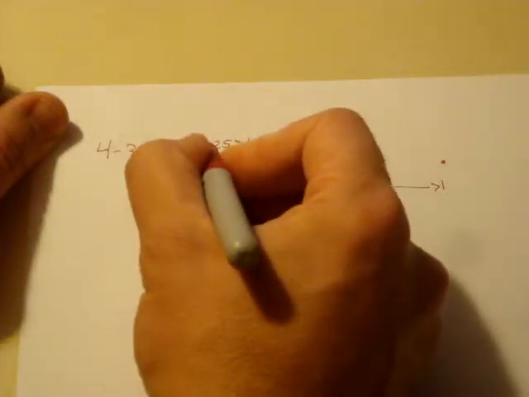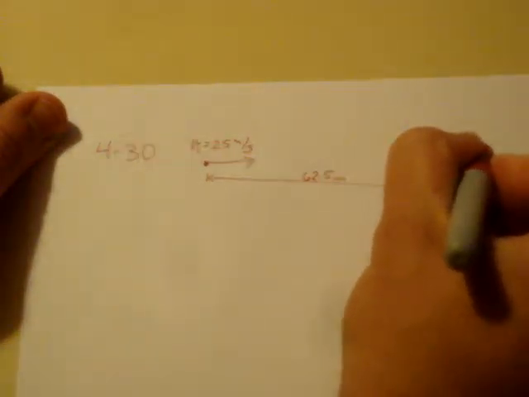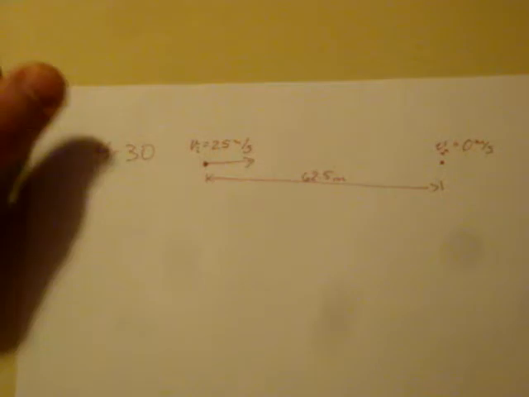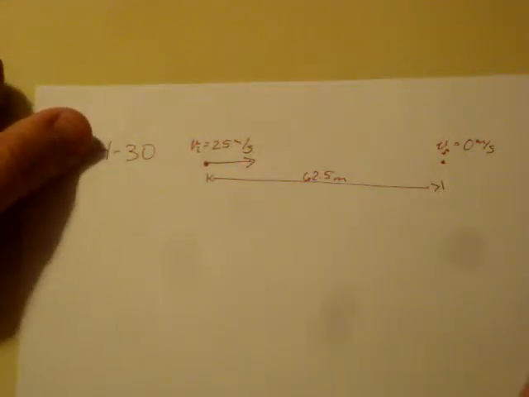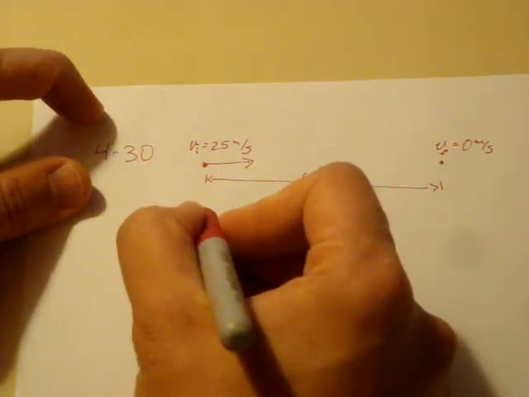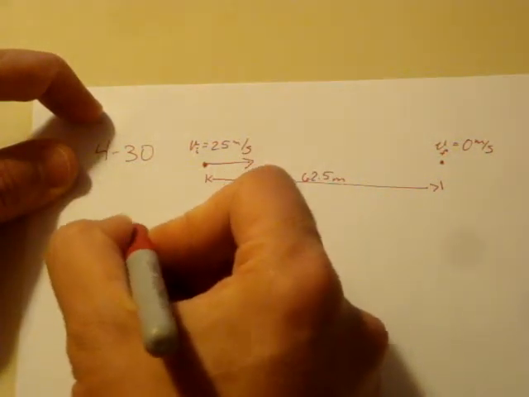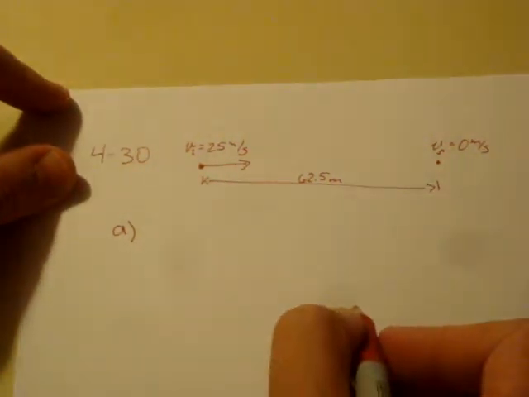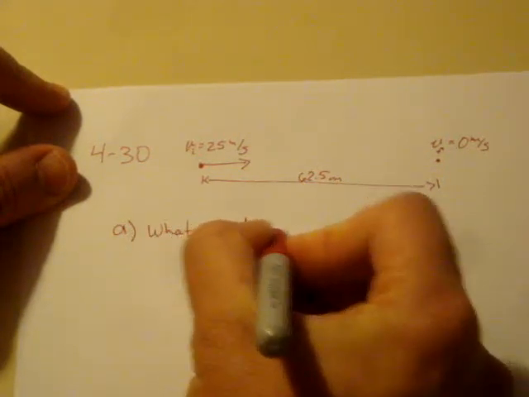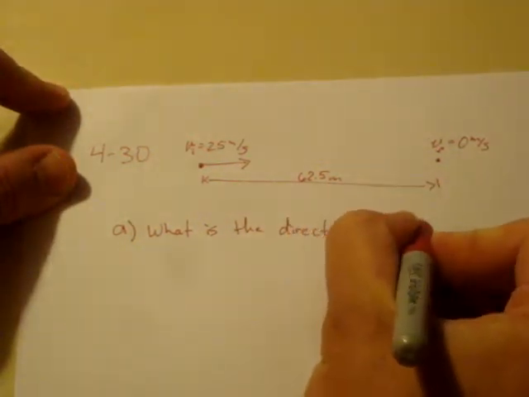the initial speed is this, and the final velocity is 0 meters per second, because it says that it brings it to a stop, and there is a constant force acting on it. It doesn't say exactly what direction the force is. In fact, that's question number 1 for part A: what is the direction of the force?